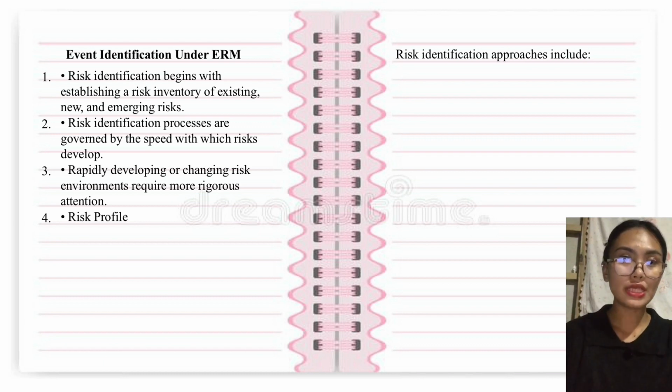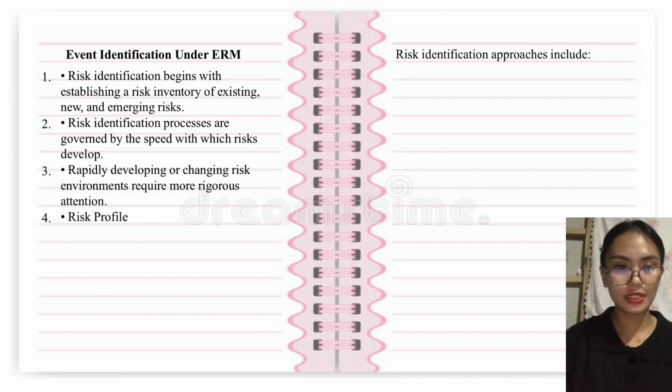Next is event identification under ERM. Number one is risk identification, which begins with establishing a risk inventory of existing, new, and emerging risks. So, in event identification under ERM, the first move is to establish a risk inventory of current, new, and developing risks.